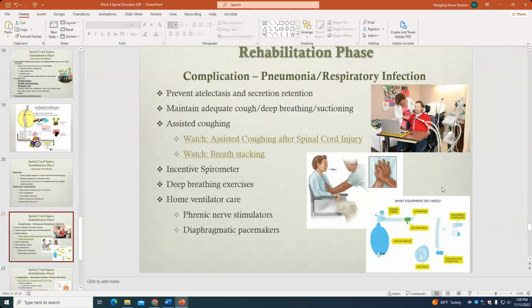So asking them to use the incentive spirometer may work, but if their chest muscles are weak, they may not get over 500 or 750 or 1,000. They can't take that big breath. And in order to get them to take that big breath, you have to breath stack them.